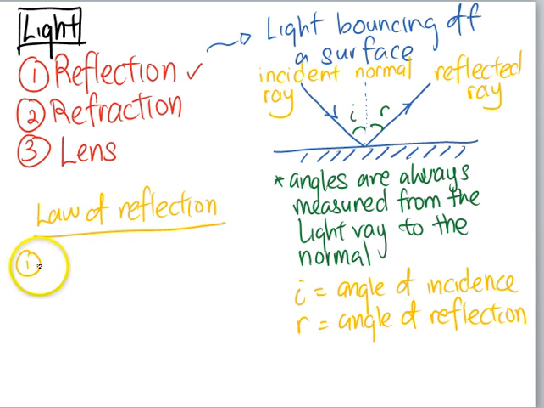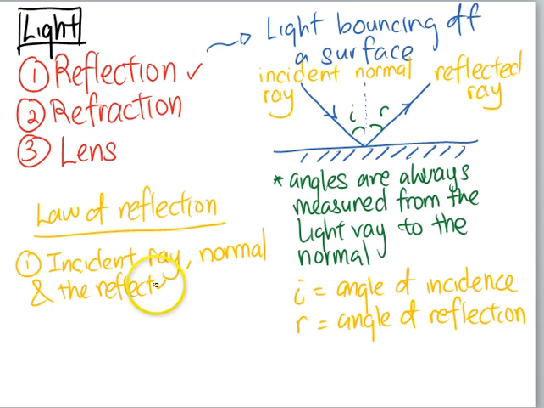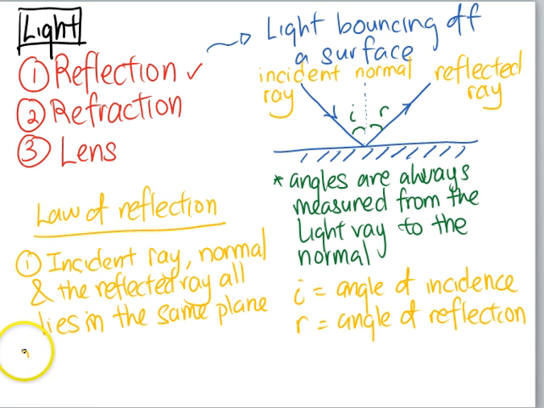So what does this law of reflection say? There are two things to it. The first one says that the incident ray, normal, and the reflected ray all lie in the same plane. This is the first part of the law of reflection.